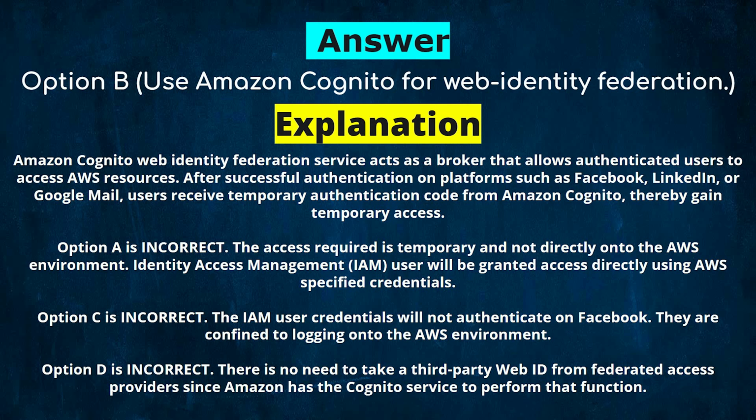The access required is temporary and not directly onto the AWS environment. Identity access management users will be granted access directly using AWS specified credentials. Option C is incorrect. The IAM user credential will not authenticate on Facebook. They are confined to logging onto the AWS environment. Option D is incorrect. There is no need to take a third-party web ID from federated access providers since Amazon has the Cognito service to perform that function.